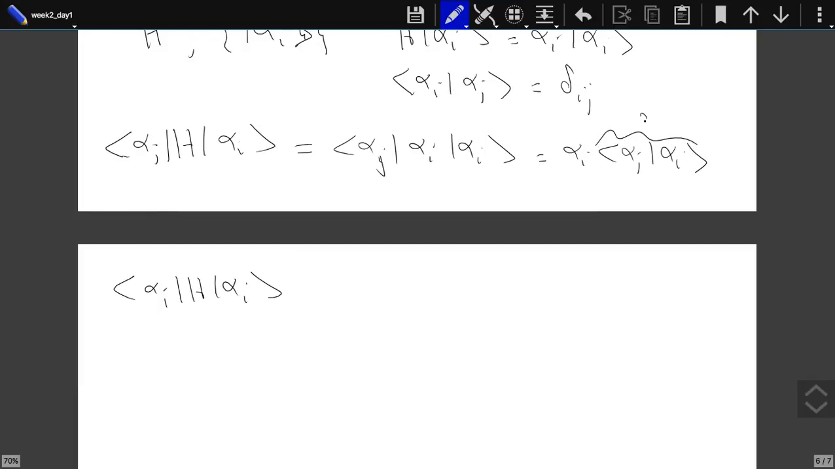So the element of the matrix corresponding to H at the jth row, ith column is 0 if the column number and the row number are different, and it is equal to alpha_i if the row and the column number are the same.